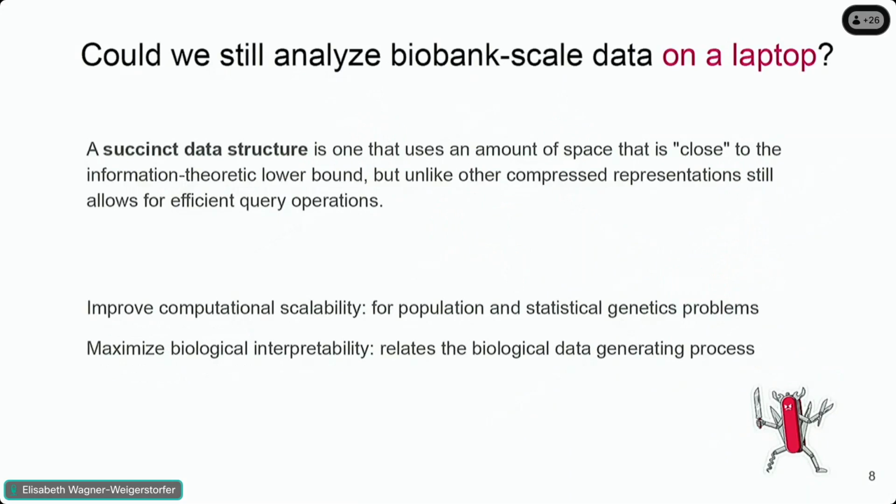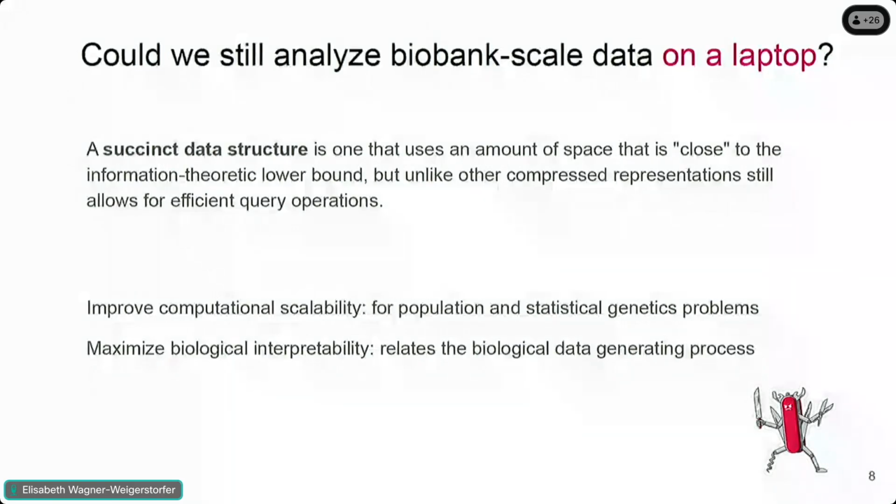So as someone who comes from a background of algorithmic genetics, I used to deal with smaller scale data sets that are ready for analysis. So what's really desirable for me is: could we still analyze this large data set on a small computer resource like a laptop or a local server? Is that even possible? So there's this concept in computer science called succinct data structure.